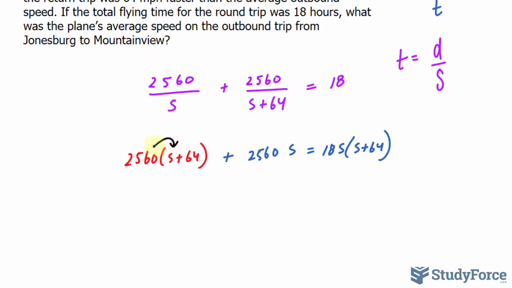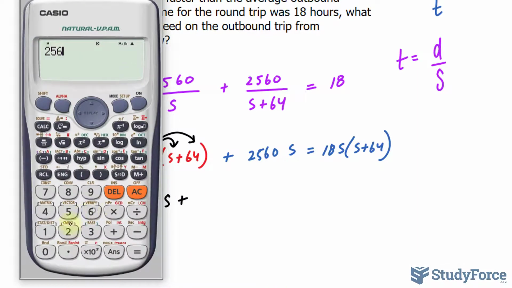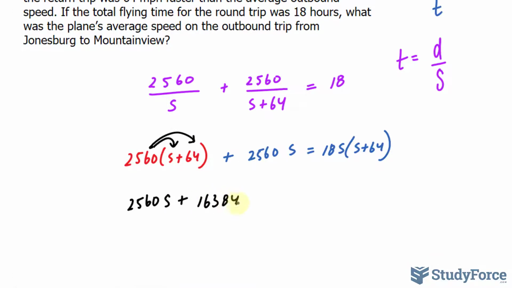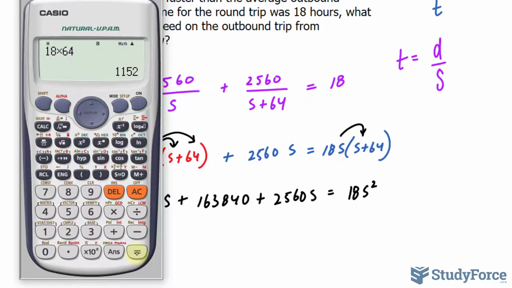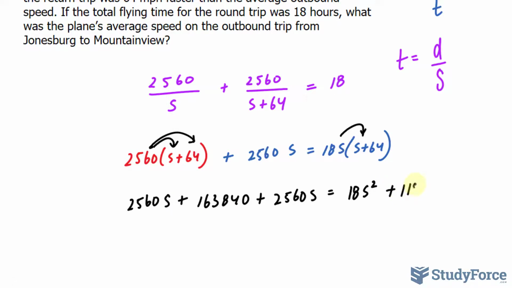So if I expand this, I end up with 2560s plus, now let's see what 2560 times 64 is. That number, 163,840. Plus that term is equal to, and if we expand this, we actually end up with 18s squared. It shows to be a quadratic finally. Multiplying 18 to 64, we end up with 1,152. So plus 1152s. Don't forget that variable.